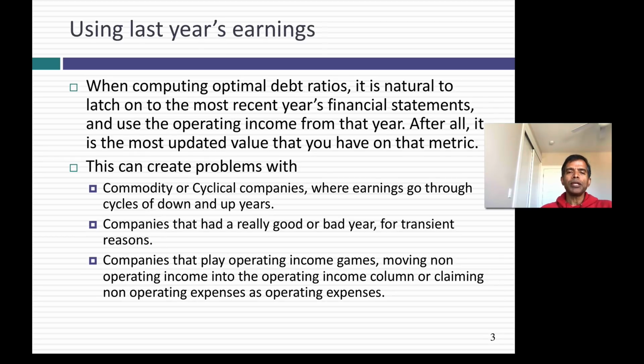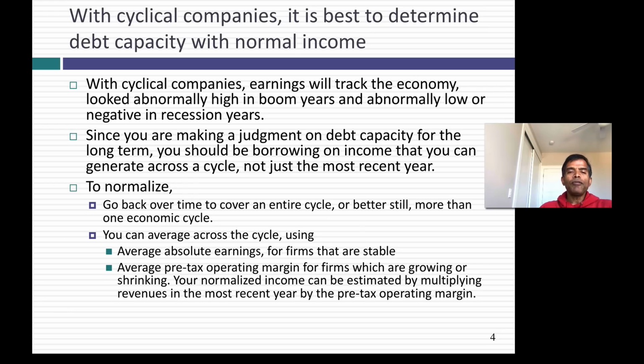And finally, you have companies that play earnings games, where they move what should be operating expenses below the line and they make their operating income look higher. For these companies, focusing on last year's operating income can give you a misleading view on how much the company can borrow. You're saying, what do I do next? Well, if you have a cyclical company, you need to think about how much you can borrow with a normalized income. You're saying, what's normalized income?